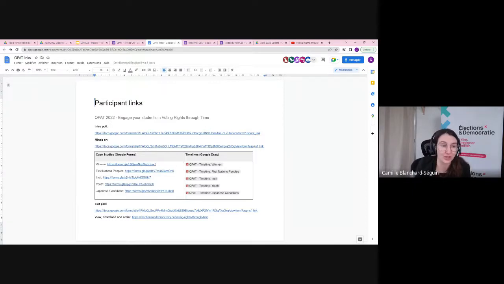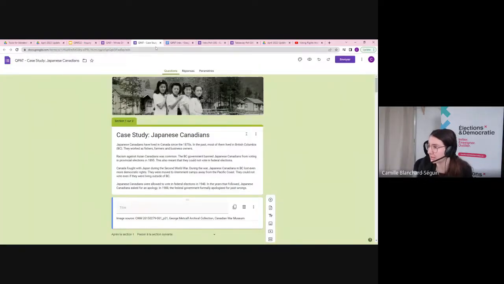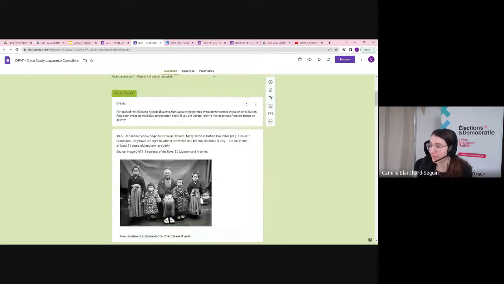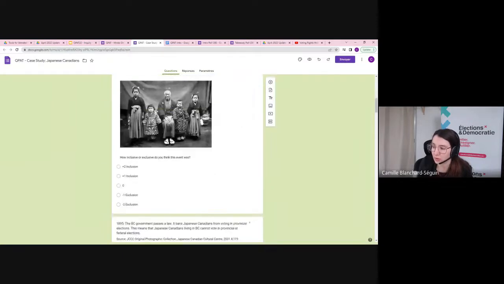And just answer how inclusive or exclusive you think any of these are. So if, for example, I were to open up the case study about Japanese Canadians, this is what it should look like. She'll be able to read the context card, and there will be events. Through these events, you'll be able to read different things that happened, and you'll choose how inclusive or exclusive you feel this event is. And after a few minutes, we will come together to share a bit more about what we learned.